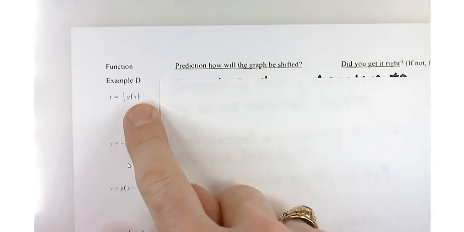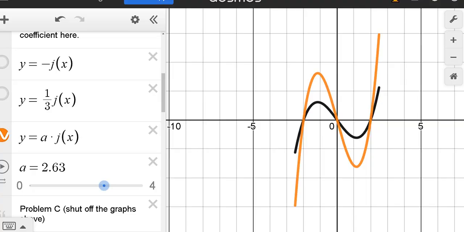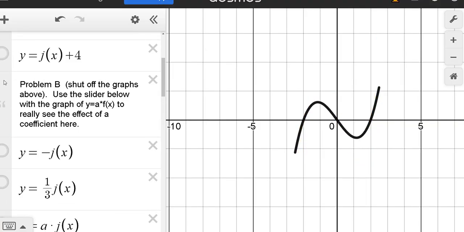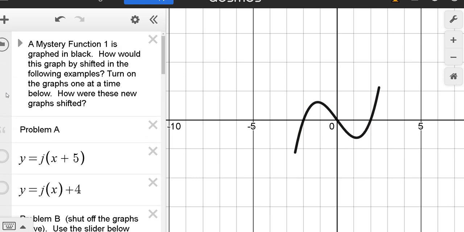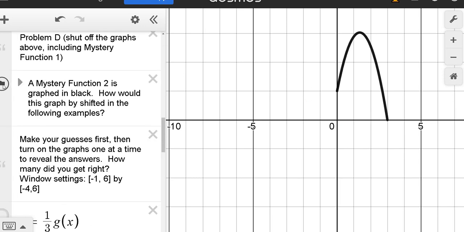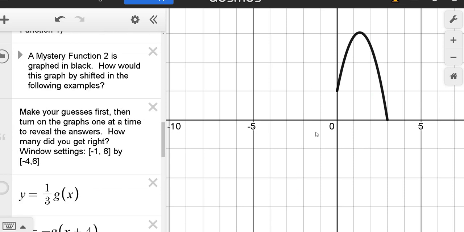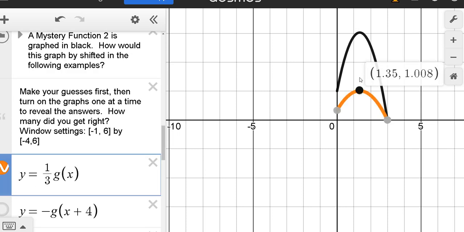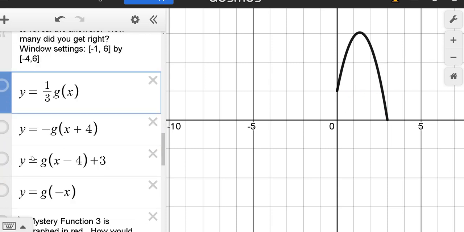Let's keep going on the back side of things. More 1/3 of a function. This time you've got a new function, so let's shut off these two functions. Let me go all the way up to the top. There we go. Turn on a new mystery function. It's that one. I like this one because it's not symmetric with respect to the origin like our first one. So when you do 1/3 of something, you can see this is shrunk in the y direction. It's a little more clear than it was with our previous function.